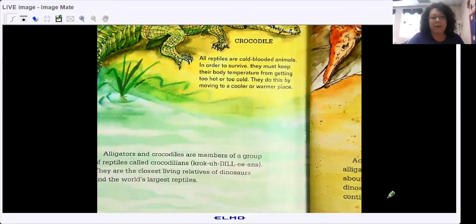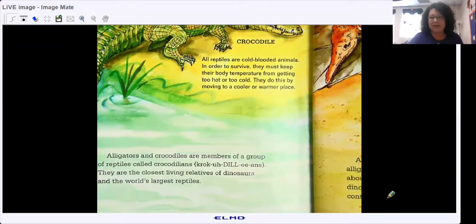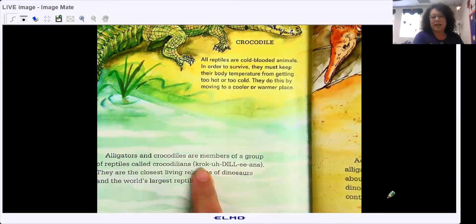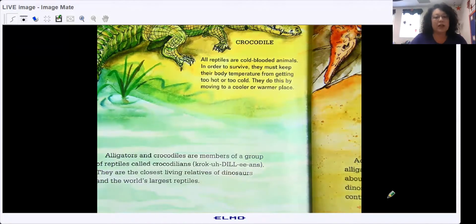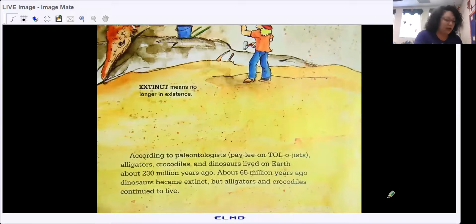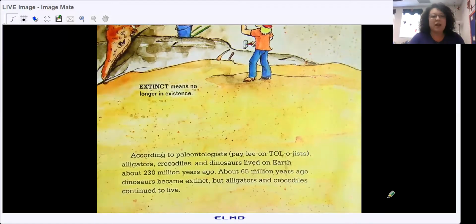Alligators and crocodiles are members of reptiles called crocodilians. We've seen this before with the parentheses. If you look at the pictures, that tells us how to pronounce the word before it. Crocodilians. And when they're all caps, that's when you emphasize it. Crocodilians. They are the closest living relatives of dinosaurs and the world's largest reptiles. According to paleontologists, again, alligators, crocodiles, and dinosaurs lived on Earth about 23 million years ago. About 65 million years ago, dinosaurs became extinct, but alligators and crocodiles continued to live.